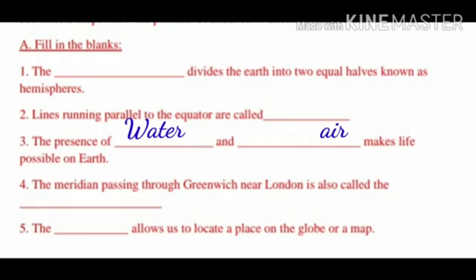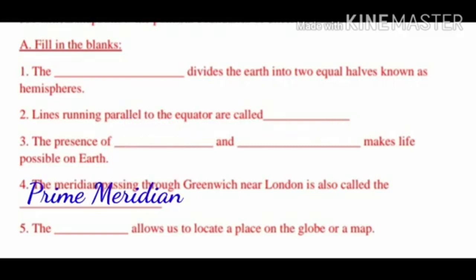Then fourth question, the meridian passing through Greenwich near London is also called the dash. Yes, the answer is prime meridian. The meridian passing through Greenwich near London is also called the prime meridian.